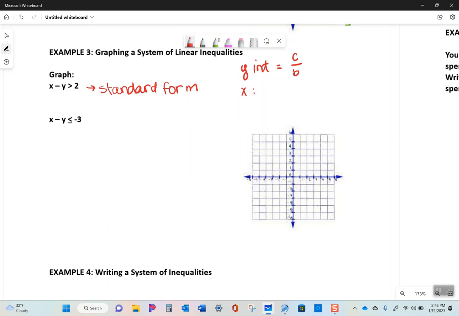And with x-intercepts, it's C divided by A, okay? C is my 2 in this case. What's my B in this case, guys? -1. Because if I don't have a coefficient out in front of a variable, I can assume that it's always 1, right? And since we have a subtraction sign in front of it, it's a -1. Nice job, Will. And then my A is going to be 1. Okay? So what's my y-intercept here?